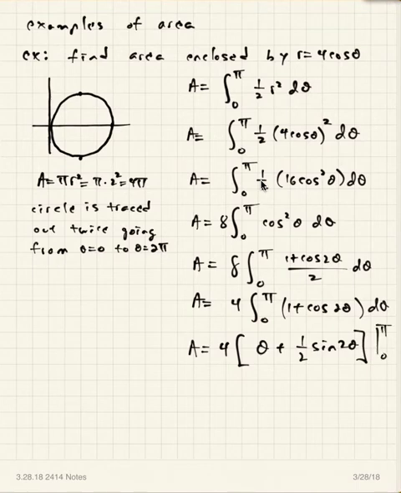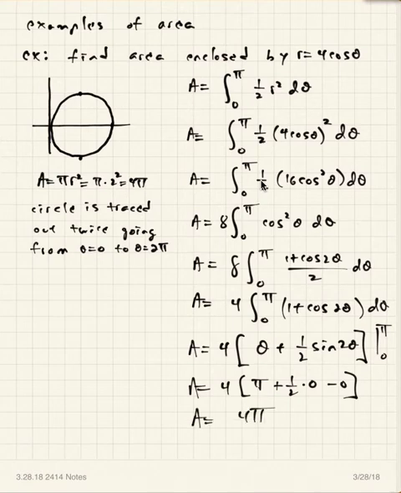The upper limit would be 4 times pi, and then the sine of 2 pi is 0, so that's just 1/2 times 0. And at the lower limit, the whole thing is 0. And boom, what do we get? We get 4 pi. Yay.